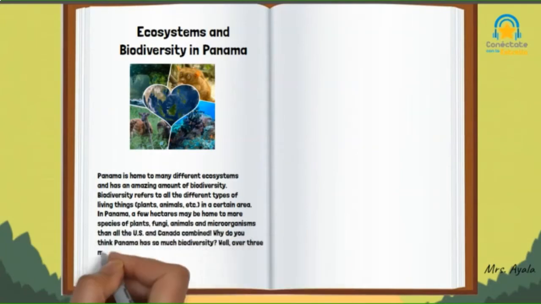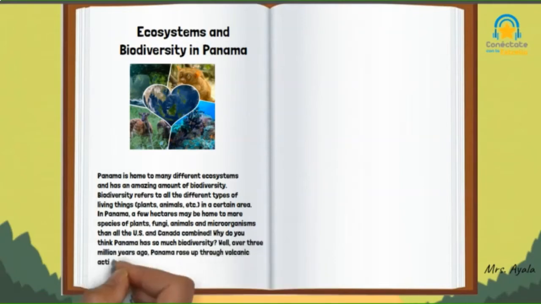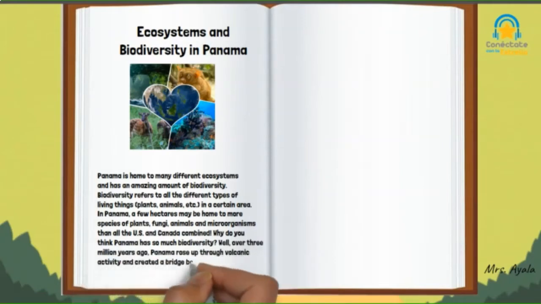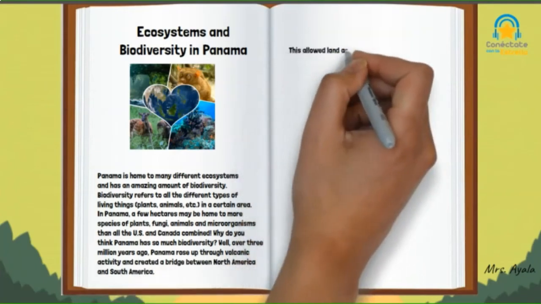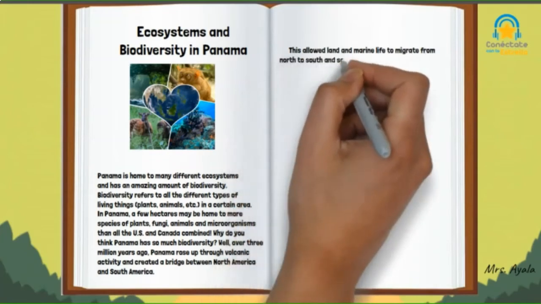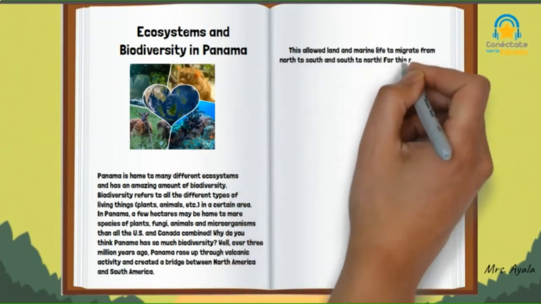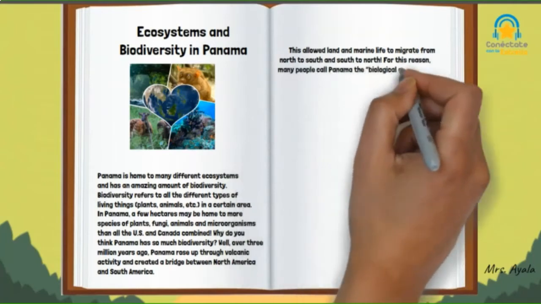Well, over 3 million years ago, Panama rose up through volcanic activity and created a bridge between North America and South America. This allowed land and marine life to migrate from north to south and south to north. For this reason, many people call Panama the biological corridor.